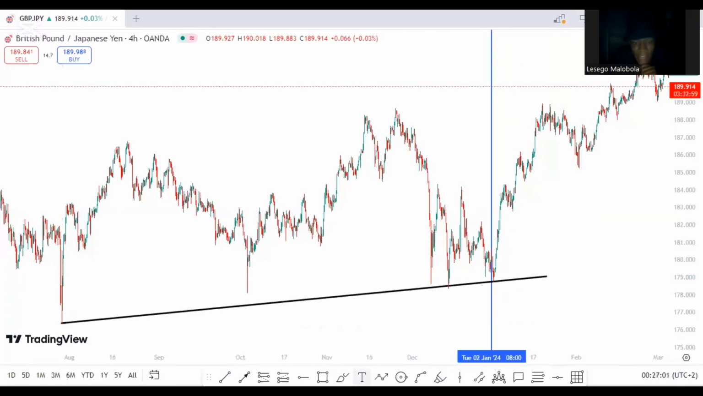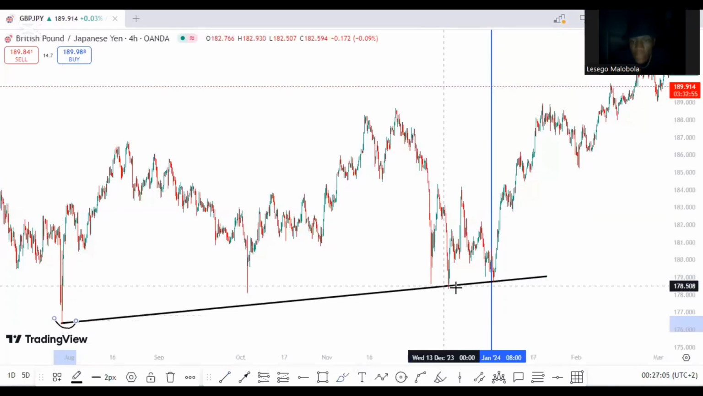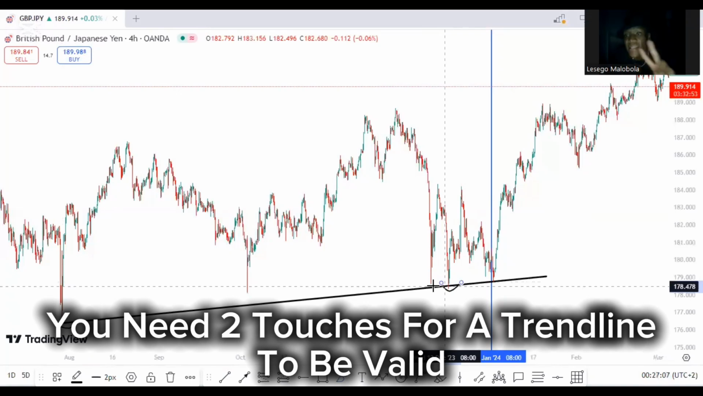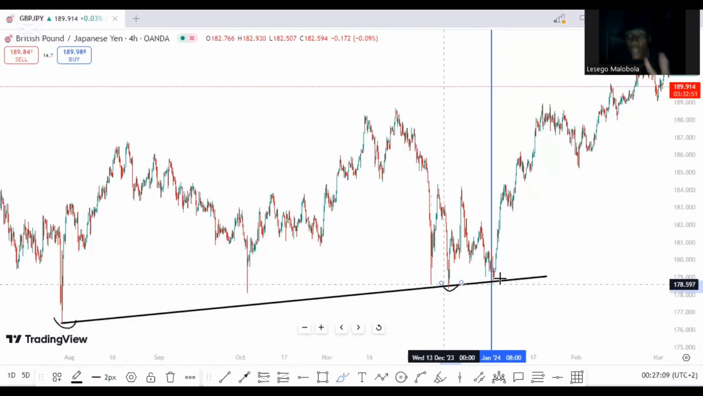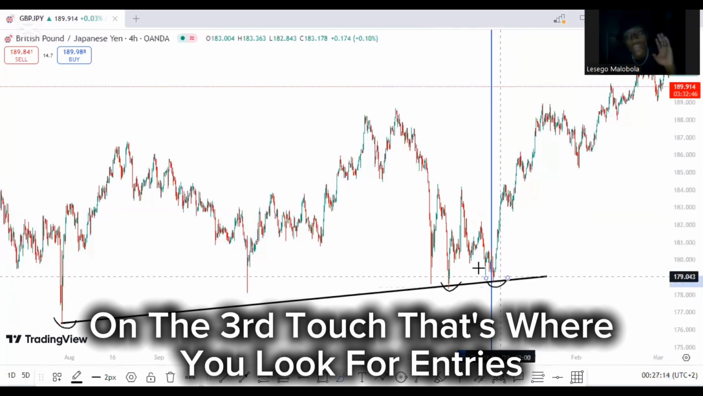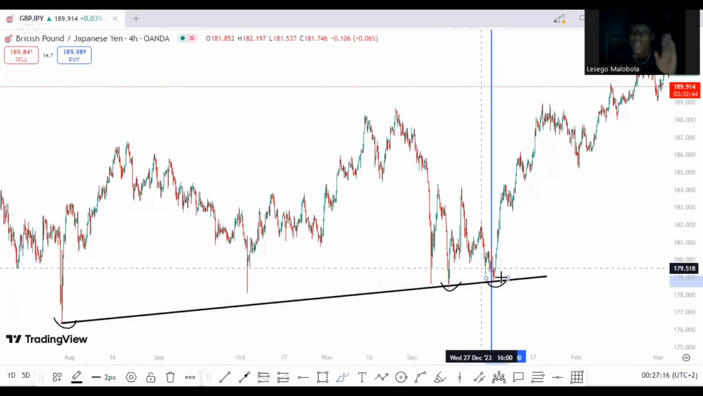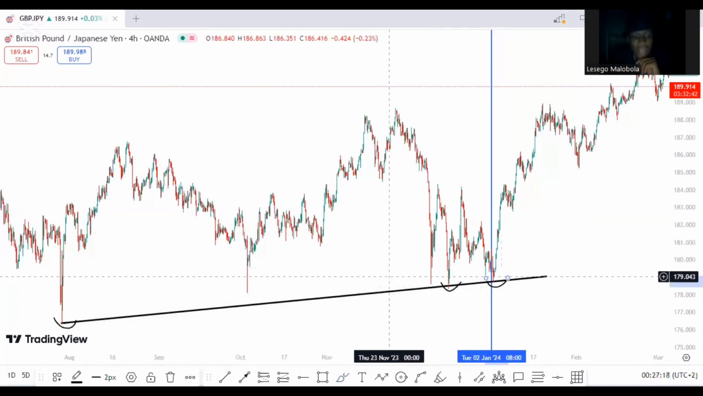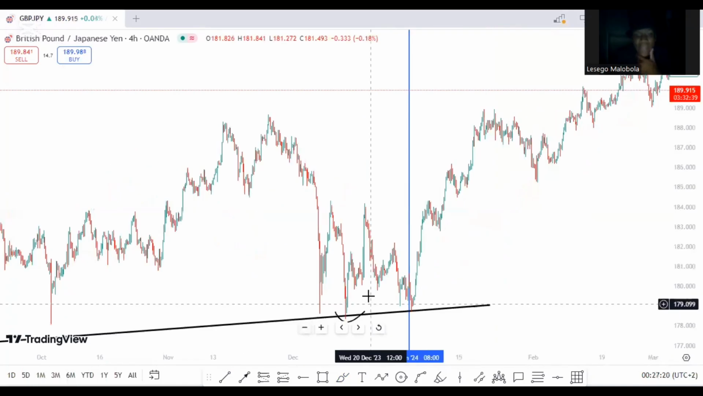Why do I say that? Simply because we can see that here we have the first touch, we have a second touch. The second touch always confirms your trend. Then we had a third touch. Remember, third touch, that's where we always look for what? We always look for our entry point.